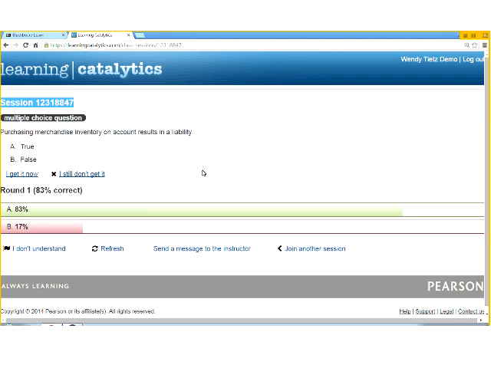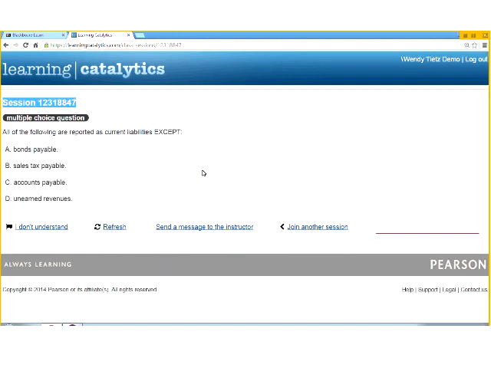This next one, we started near the beginning of class, so you did see it before. I want to see if we can improve the score on it. All of the following are reported as current liabilities except: bonds payable, sales tax payable, accounts payable, or unearned revenues? Make sure you get your answer in. If you know it, you're free to leave. We're going to close it in 20 seconds, so get your answer in.